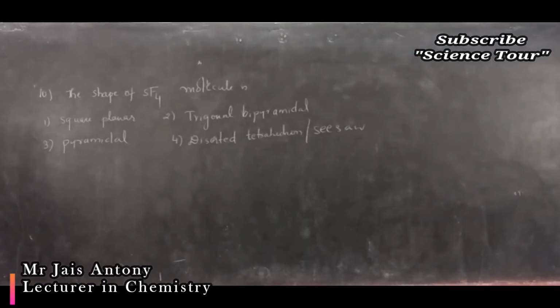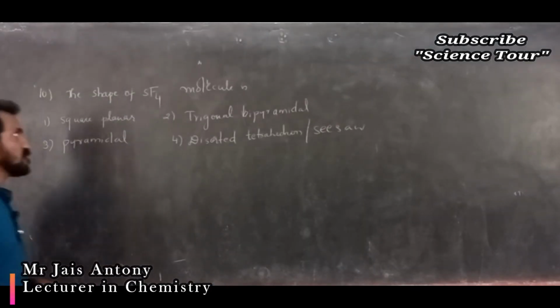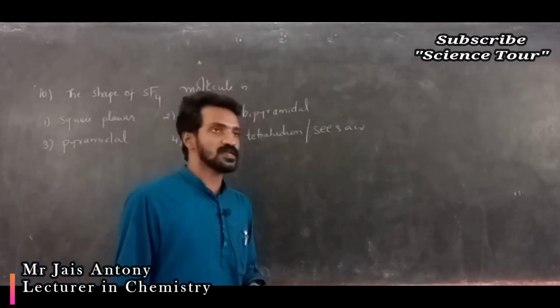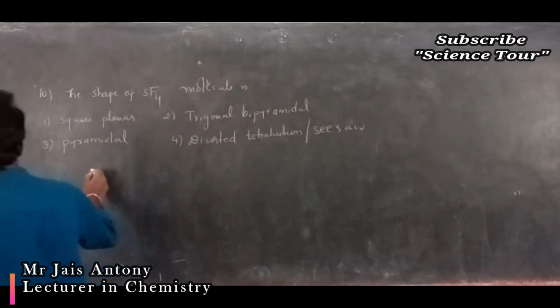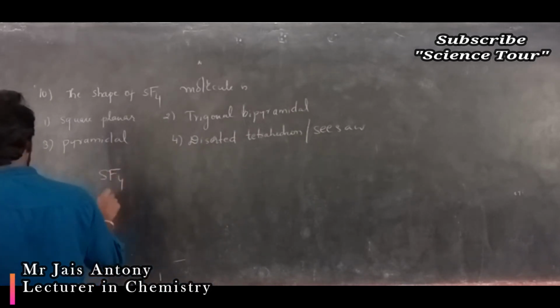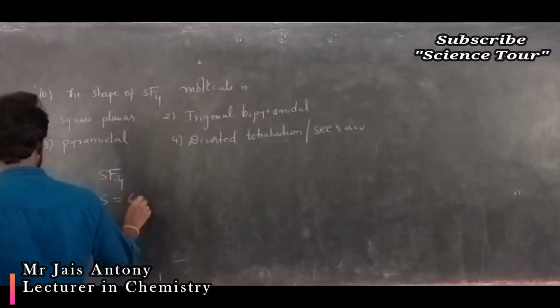My dear students, next question is, the shape of the SF4 sulfur tetrafluoride molecule is which one? That you have to find out by using the method of lone pair and bond pair, my dear students. How many lone pairs are there? Sulfur has 6 valency electrons. 4 bond pairs are already formed with the fluorine. So lone pair is 1, my dear students.